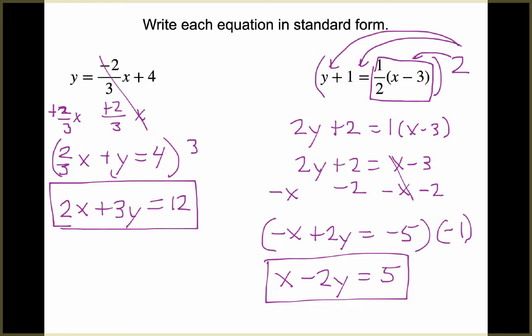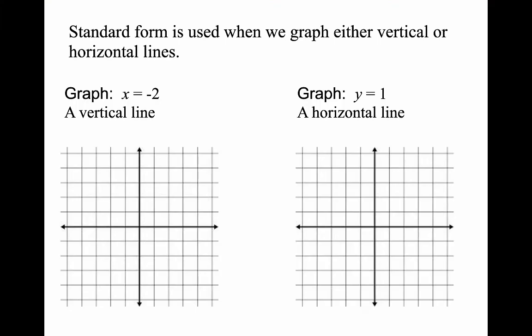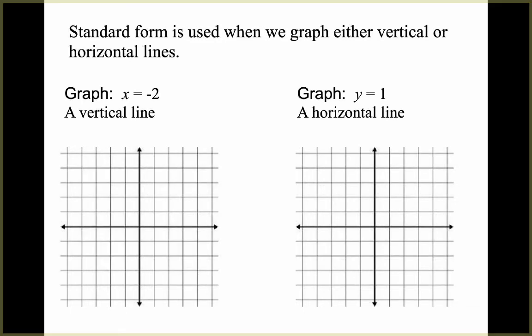There are no fractions, the leading coefficient is positive, and the x and y are in alphabetical order on the left side of our equation. Standard form is used when we graph either vertical or horizontal lines. So the first one we're going to look at is graph x equals negative 2, a vertical line.